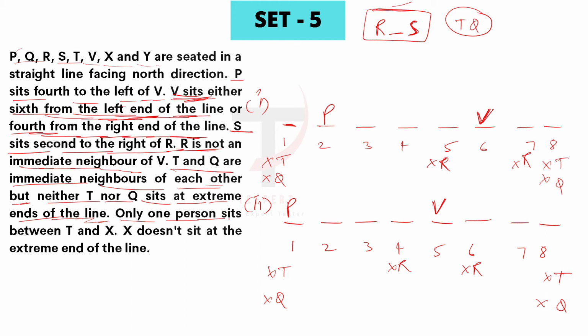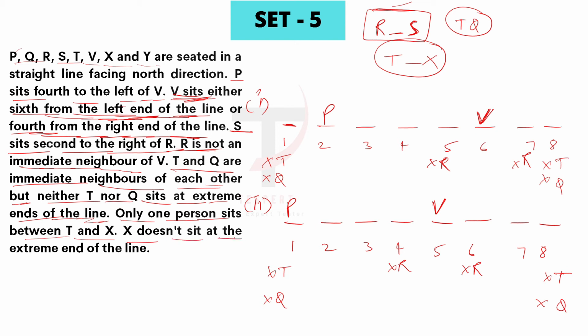Only one person sits between T and X. So there is one person sitting between T and X. So it can be TX, it can also be XT. So it is not specific. So let us mention it under an oval. And what is the next one?